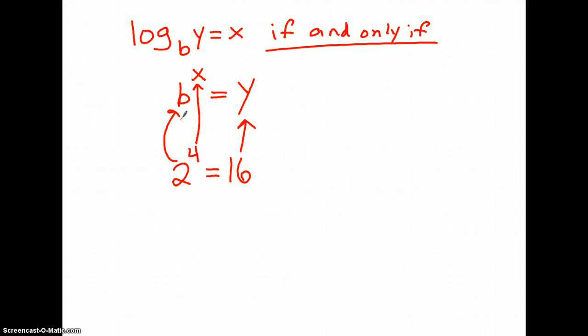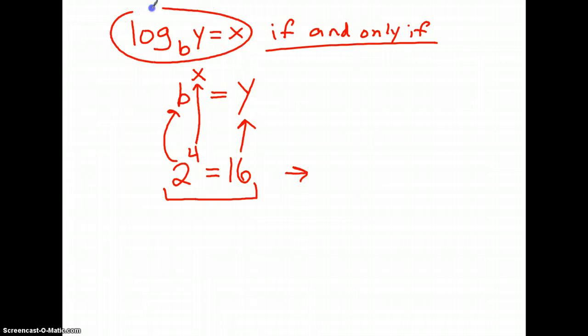So how would this be written in log form? Okay, so we're going to come back up here and we're going to use this. So this is log base b. What is b here? Well, it is 2. So log base 2 of my y, which is 16, equals 4, which is my x right here.